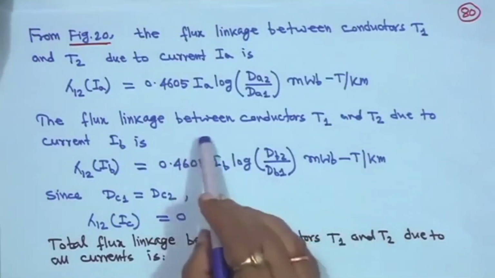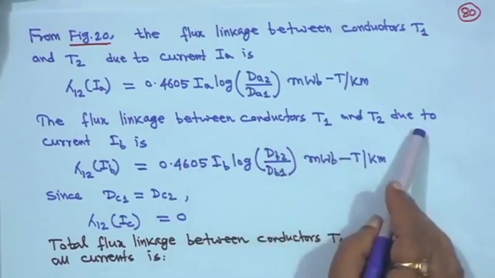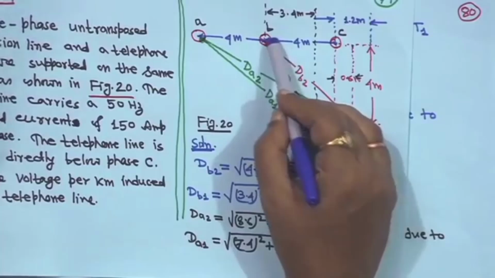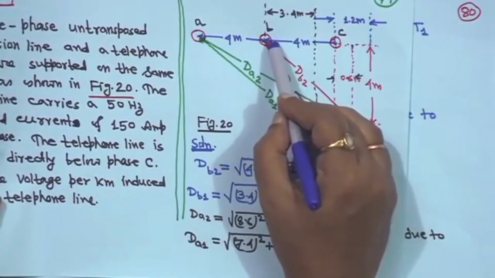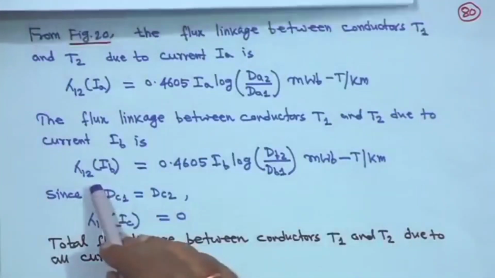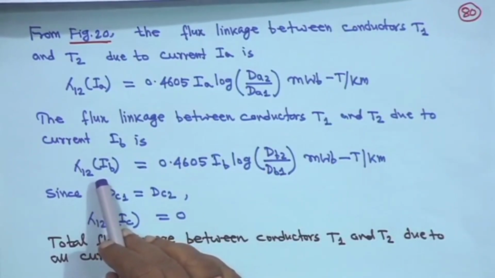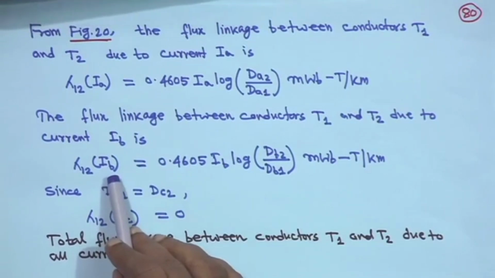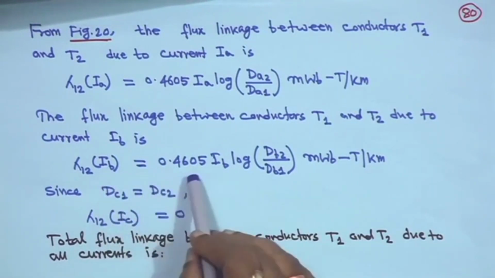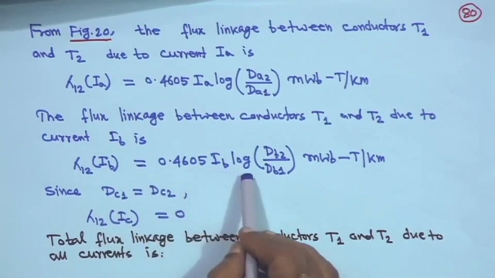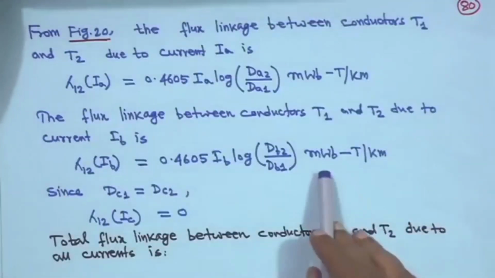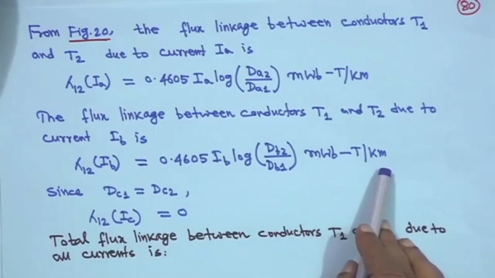Similarly, the flux linkage between conductors T1 and T2 due to current IB, this conductor being in phase B carrying current IB. So, lambda 12, the flux linkage between conductors T1 and T2 due to current IB, is equal to 0.4605 into IB into log dB2 by dB1 milliweber turns per kilometer, right.